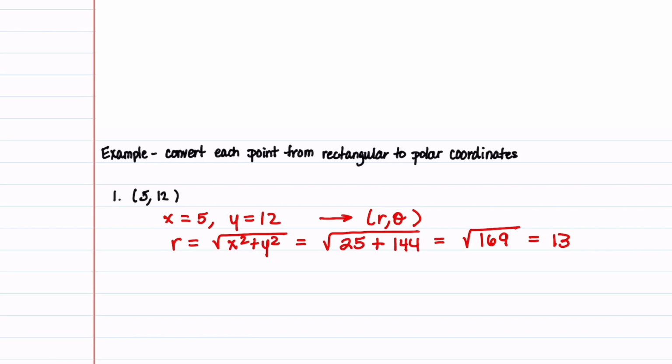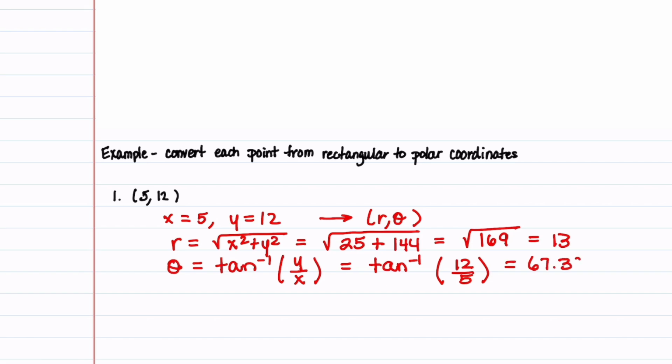Since our point is in the first quadrant, our angle theta is going to be the inverse tan of y divided by x. This is equal to the inverse tan of 12 divided by 5. We'll now put that in our calculator. We'll make sure it's in degrees, and we get an answer of 67.38 degrees. Our point in polar coordinates can then be written as (13, 67.38 degrees).